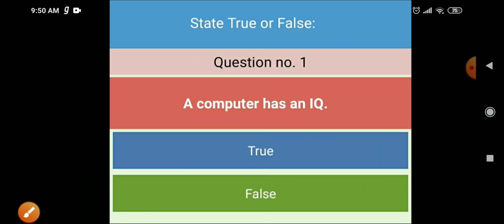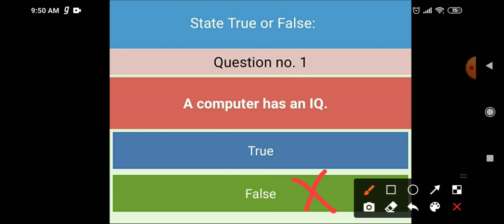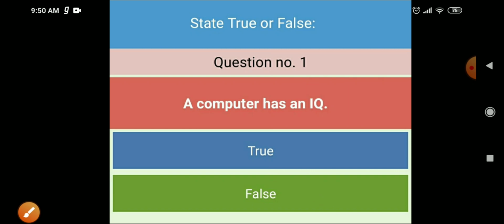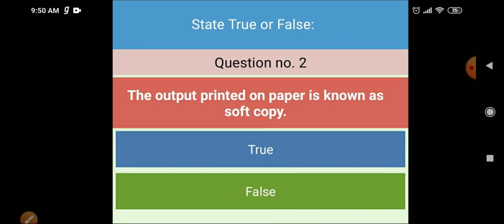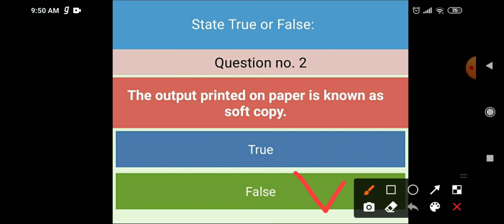Next is true false. A computer has an IQ. No, a computer does not have an IQ. A computer does not have its own intelligence. Next is, the output printed on paper is known as soft copy. No, it is false. The output on the printed paper is hard copy. The output on the monitor is called soft copy.